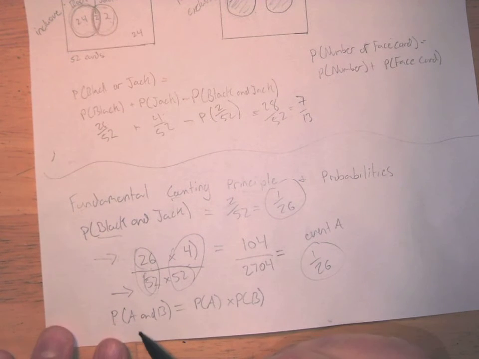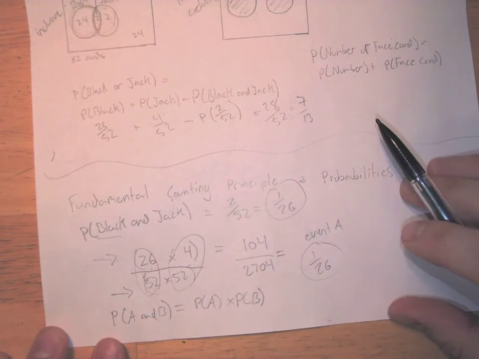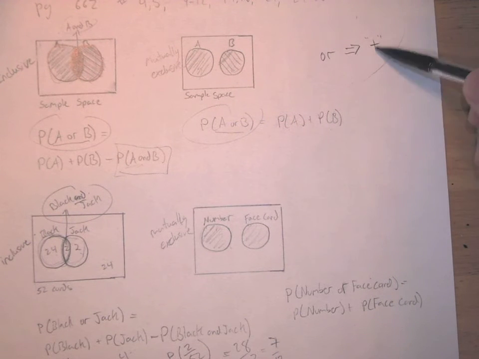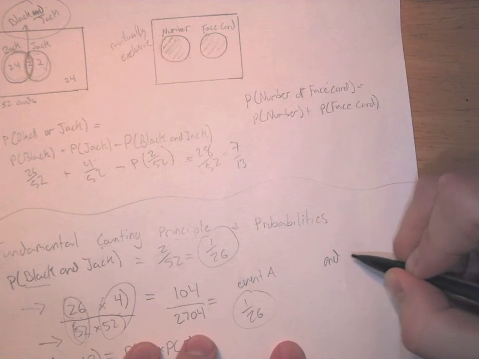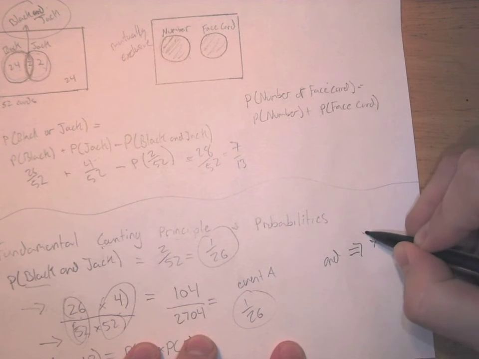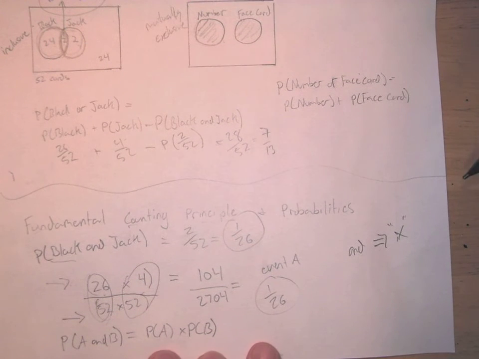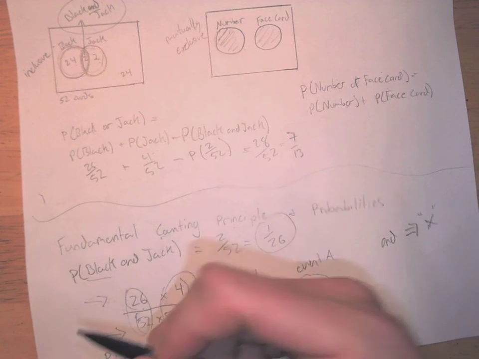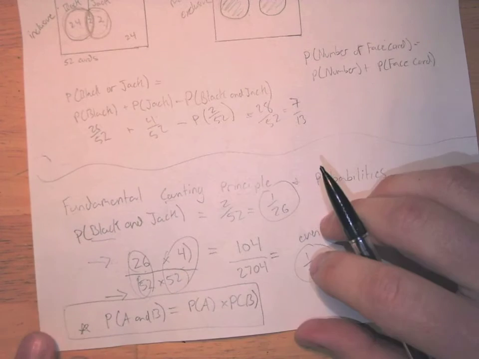So the idea is when you have an and, the probability of 2 events happening at the same time is the probability of the first event times the probability of the second event. Again, if we have an or situation, that means we're adding probabilities together. If we have an and situation, that means we're multiplying probabilities together. And this goes back to the fundamental counting principle, figuring out how many different ways there are for something to happen. This is an important key concept for today, and the one you're going to be using for a lot of your assignment.